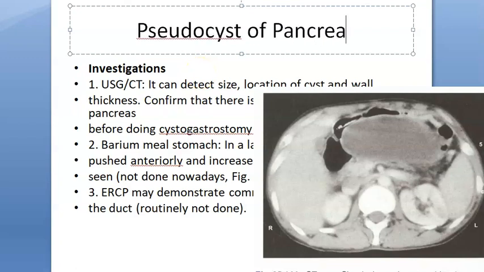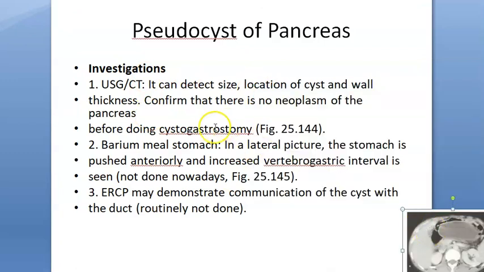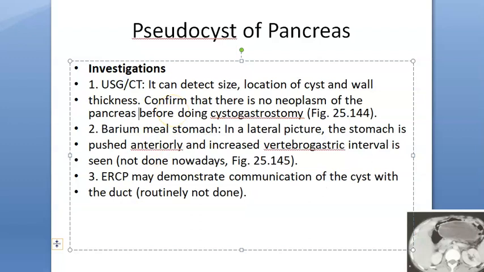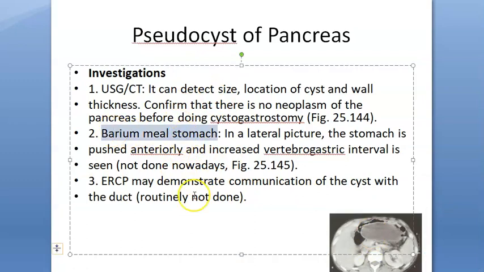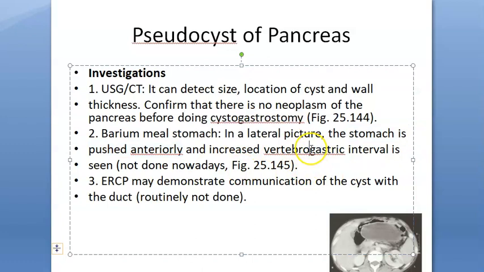Now let's go to the investigations of pseudocyst of pancreas. What will you do? Anybody will say nowadays, ultrasound and CT. You can detect the size, location of the cyst, thickness of the wall. You can confirm that there is no neoplasm. Just before any surgery, you can do an ultrasound and rule out neoplasm. Then you can do a barium meal of the stomach, and you will see that the stomach is anterior, with some increased vertebrogastral interval.